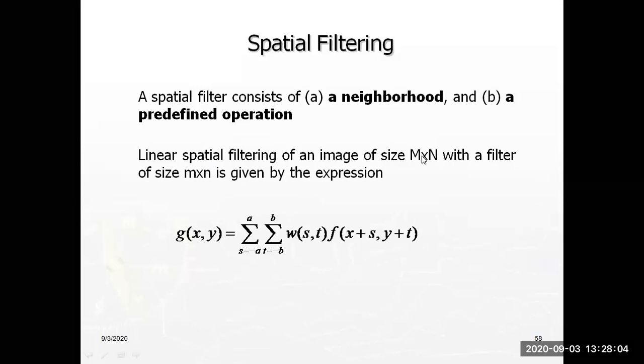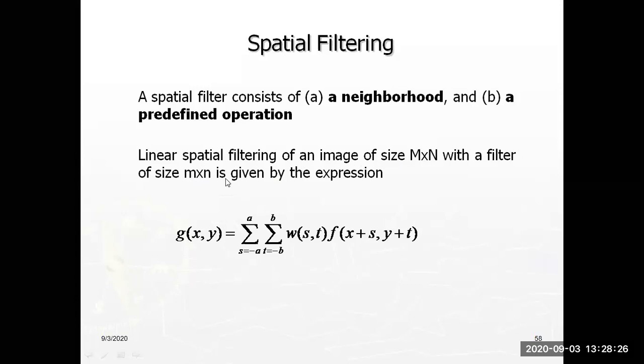Here, what is capital M×N? Simply, here the filter is also considered as a small image. Let us consider that capital M×N is our original image, and small m×n is our filter which we have to operate on the image. After the result, we will get another image, that is called the output image.